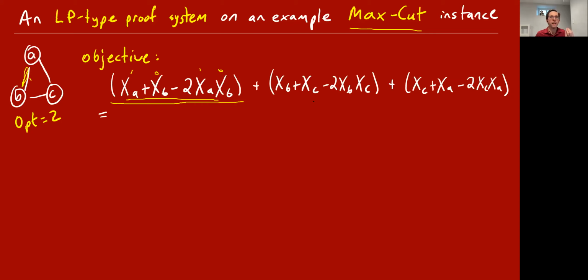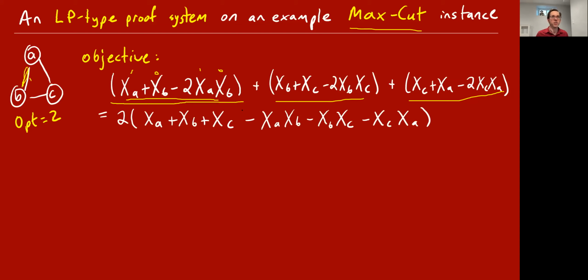And I've written the analogous expression for the other two edges here. So we have an objective we're trying to upper bound, which is a degree 2 polynomial in the variables. I just rewrote it a bit here. And our dream is to somehow establish that it's at most 2.